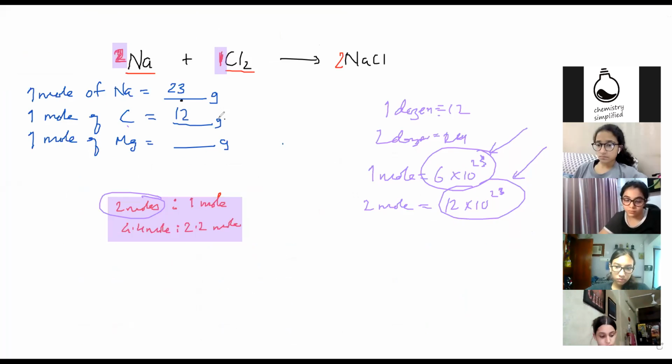Okay, let's move on. But these are the atoms: sodium atoms, carbon atoms, magnesium atoms. These are elements, okay. Sodium, carbon, these are elements. What about the compounds? That also you can find out.